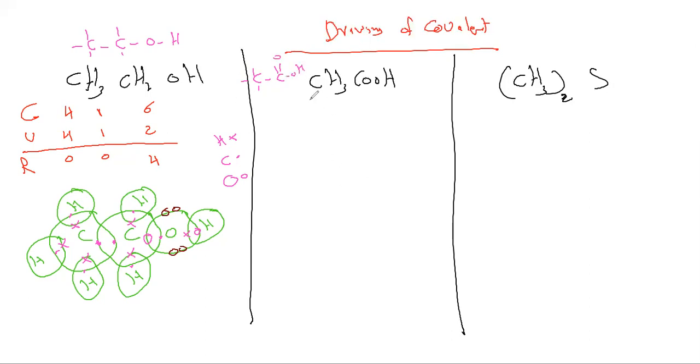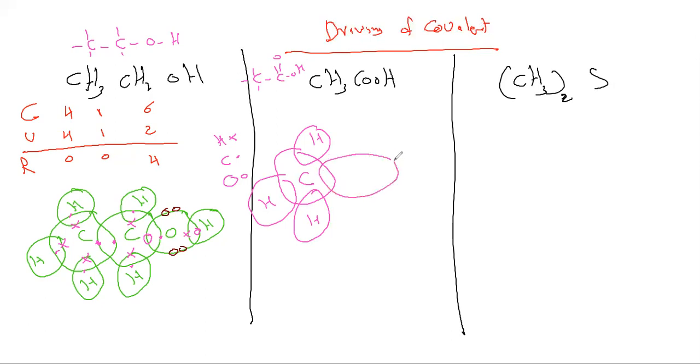After that, in case of CH3COOH, this is an organic carboxylic acid: CH3, C double bond O, then H. Why do we make it like that? Because each carbon must take 4 bonds. So it will be C with 3 H's, with the other C, with O, with O, with H.